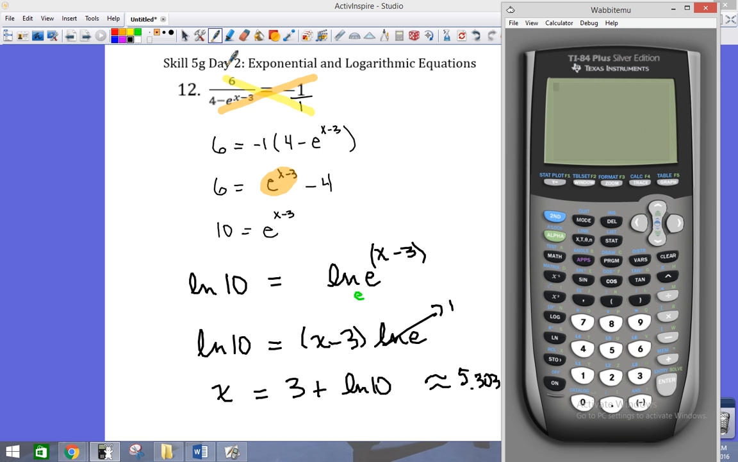So let's plug it in on the left-hand side here and see if this ratio does equal negative 1. So if I've got 6 in the numerator, and in the denominator, I need parentheses around it, 4 minus e raised to, well, my previous answer, minus 3. And I'll close that parenthesis. I should get negative 1. Yeah. All right.